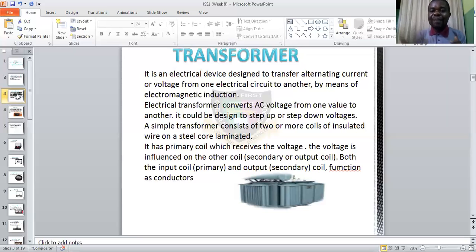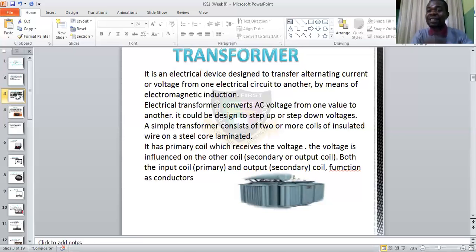The power received from the voltage is influenced to the other, just like husband and wife. Just like Adam and Eve: Eve received the fruit from the serpent, and then transferred it to the husband, who is Adam. You know all these things in the Bible. So when the primary coil receives the voltage, it also transfers to the secondary coil.